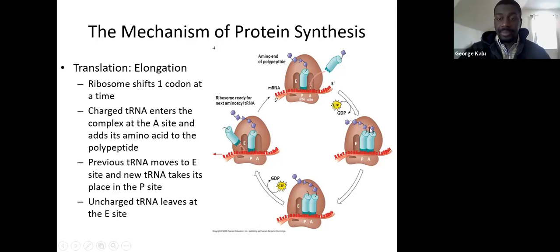Okay, that's what we see here. So it enters at the A site. Once it enters, you're going to attach that amino acid to the growing polypeptide that's already present.